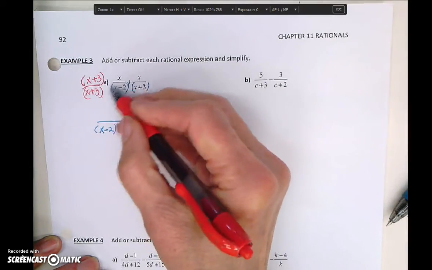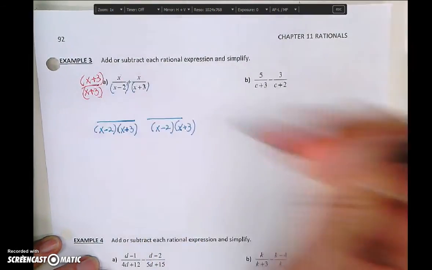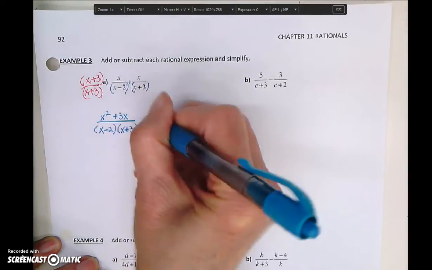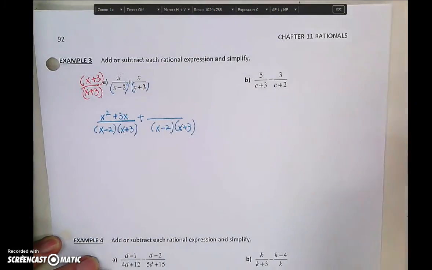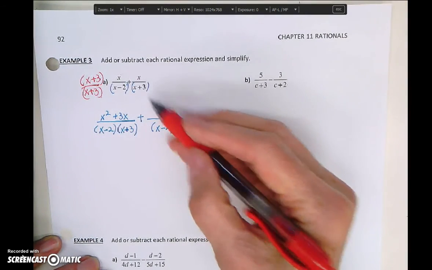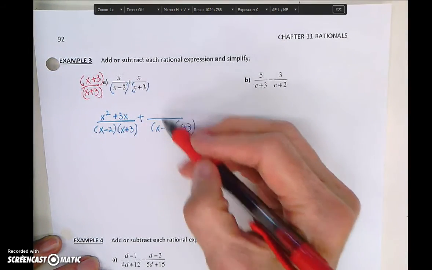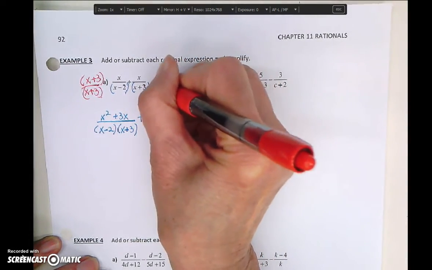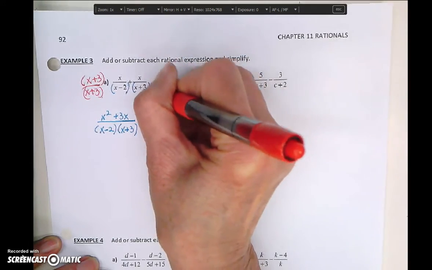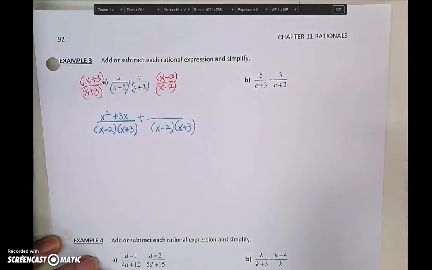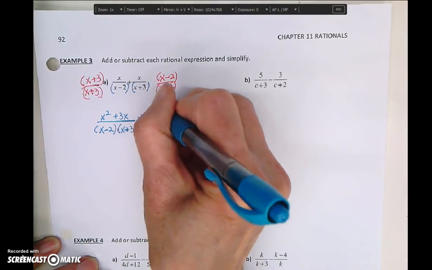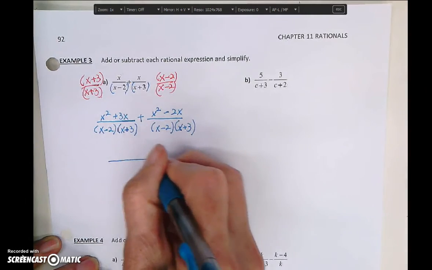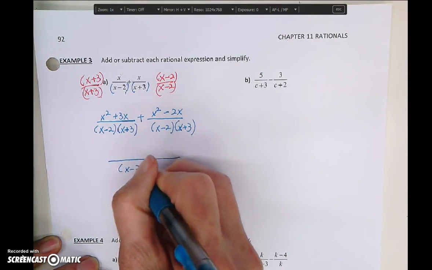There's my clever one. And when I do, I'm going to need to distribute that, and I'm going to get x squared plus 3x. Then for my second fraction, I have x plus 3, and what I'm missing is I need to multiply by x minus 2. So I'm going to multiply it by x minus 2 over x minus 2. Again, I'm multiplying by 1. I'm going to distribute and get x squared minus 2x. I have a common denominator, so now I'm ready to add.